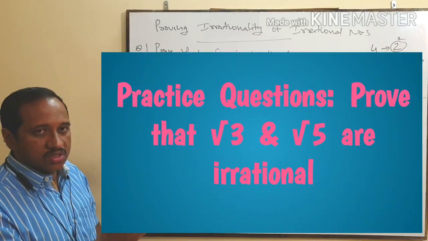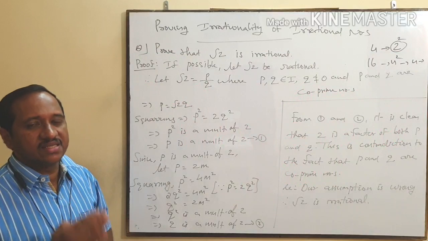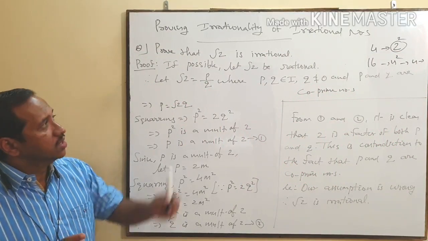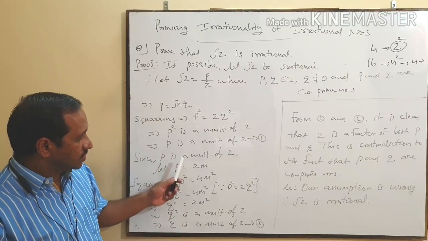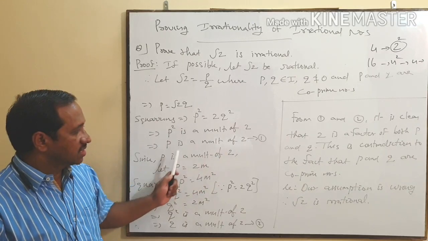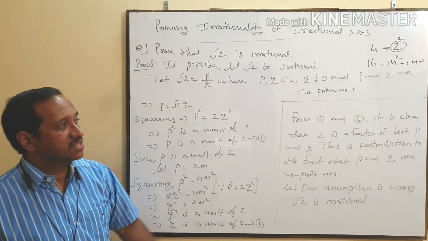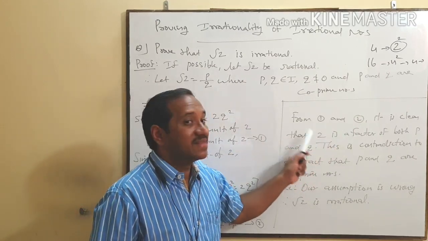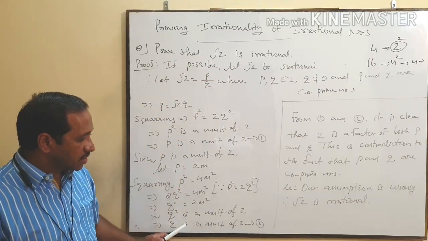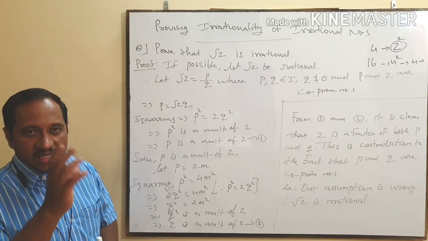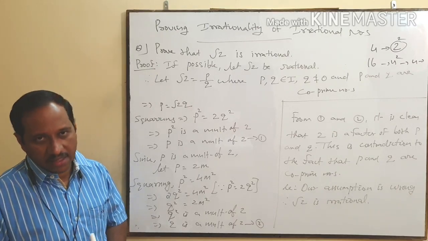Similarly, you can prove root 3 is irrational, root 5 is irrational, root 6 is irrational, root 7 is irrational, etc. To prove root 3 is irrational, you will follow the same steps, but the only change is instead of p is a multiple of 2, you will get p is a multiple of 3 as well as q is a multiple of 3. That is, p and q have a common factor 3. To prove root 5 is irrational, you will have to show that p and q both are multiples of 5, hence 5 is a factor. Similarly, you can prove the irrationality of any such numbers.